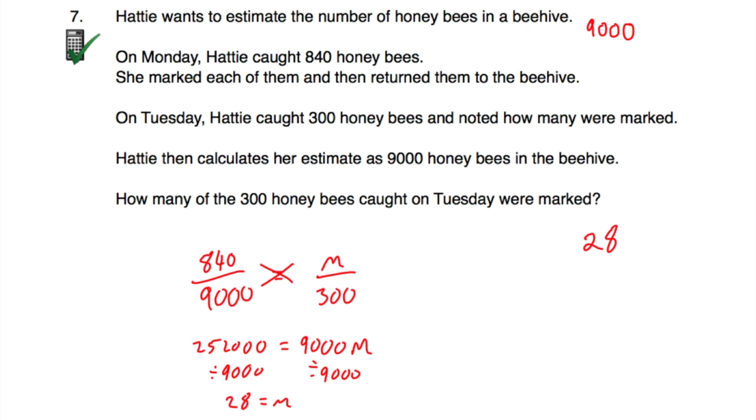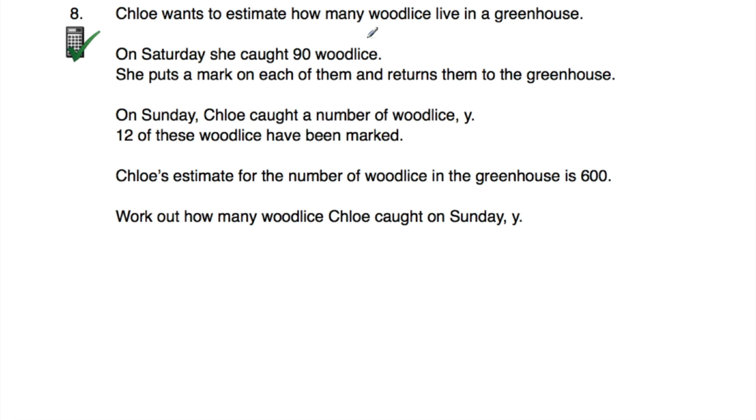Okay, let's look at question number 8. So question number 8 says, Chloe wants to estimate how many woodlice live in a greenhouse. So she's gone to a greenhouse, and on Saturday she caught 90 woodlice, and she put a little mark on each of them and returned them to the greenhouse. And then on Sunday, Chloe caught a number of the woodlice, Y, and out of those woodlice that she caught, 12 of them were marked. Chloe's estimate for the total number of woodlice in the greenhouse is 600. How many woodlice did Chloe catch on Sunday?